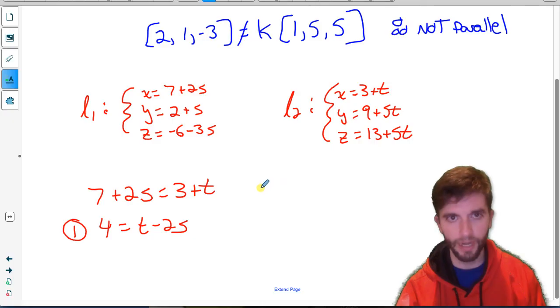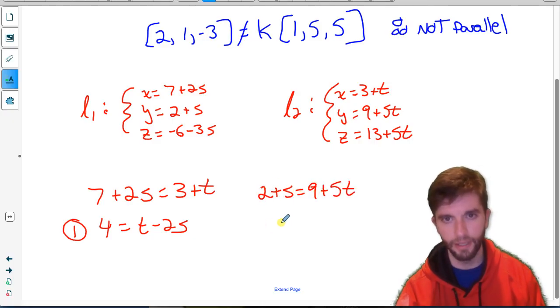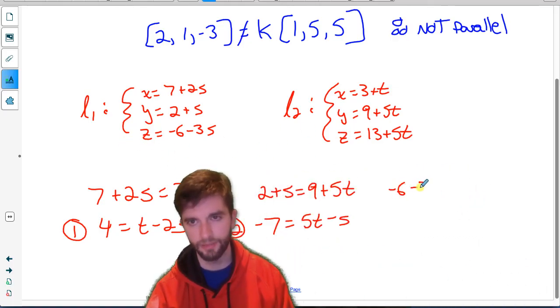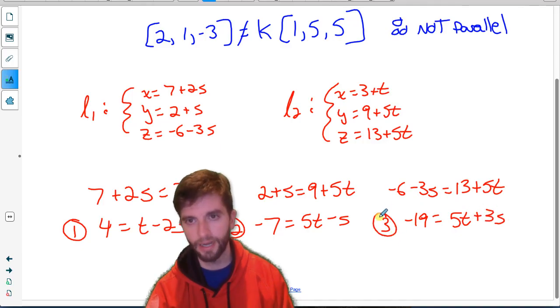Now I'll equate the y variables, 2 plus s equals 9 plus 5t, and I'll rearrange this one as well. Negative 7 equals 5t minus s. That's equation 2. And same thing for the z variable. Negative 6 minus 3s equals 13 plus 5t. Rearrange this one. Negative 19 equals 5t plus 3s. Okay, I have 3 equations.